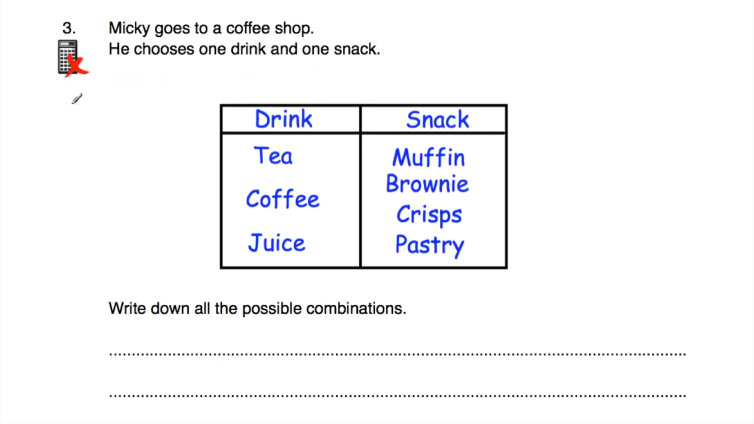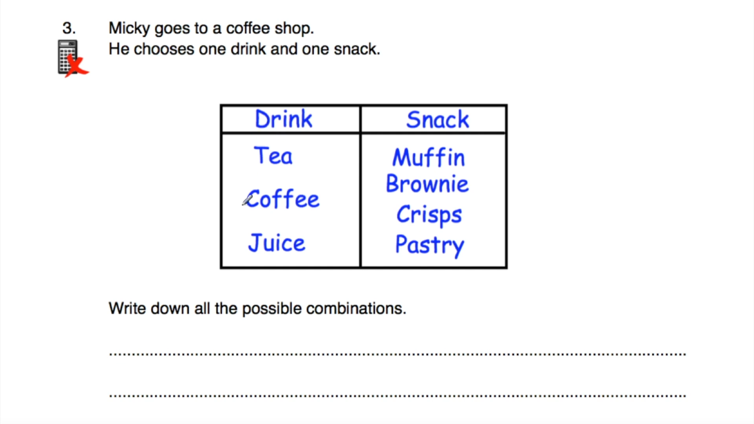Question number 3 says, Mickey goes to a coffee shop and he chooses one drink and one snack. These are the choices for the drink. He can choose tea, coffee and juice. And then in terms of the snack, he can choose a muffin, a brownie, crisps or pastry. And we've been asked to write down all the possible combinations.